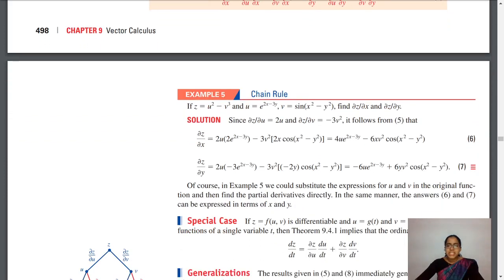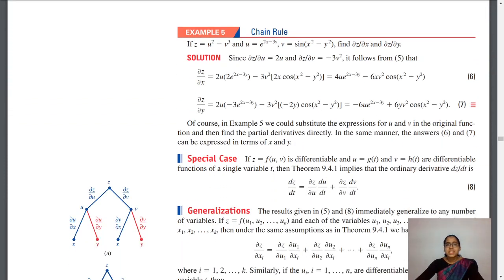Now let us see an example. Z is given to be u square minus v cube, and u is e raised to 2x minus 3y, and v is sine of x square minus y square. We are asked to find the value of dou z by dou x and dou z by dou y. So clearly we have to apply the chain rule here. So let us try to solve this example.